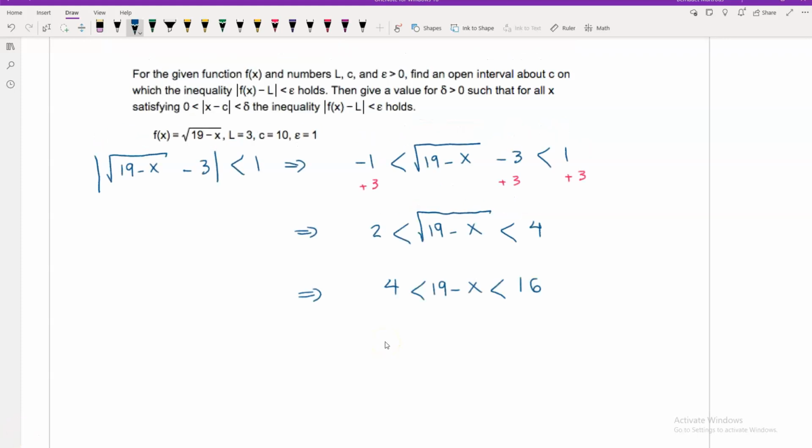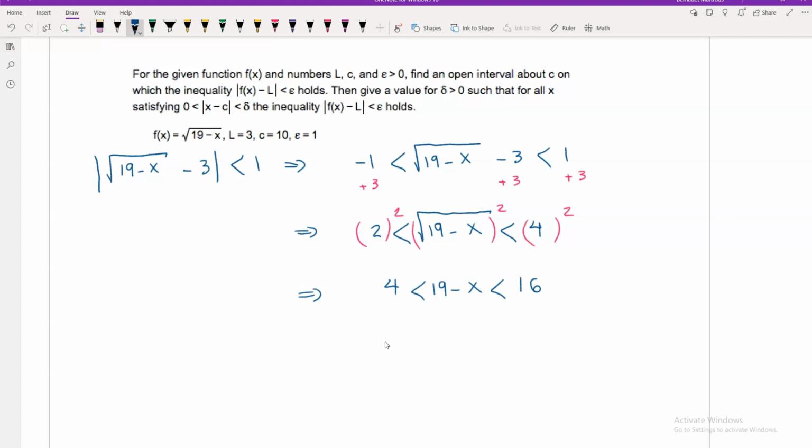Now next step, we have to eliminate this square root by using power. So I have to use second power. For all of these, we have 2 squared. And here we have this power for this part. So that way we can eliminate this square root. So we have 19 minus x. And on this side we have 4 squared. So that is 16.